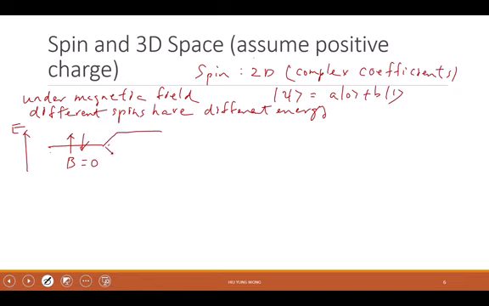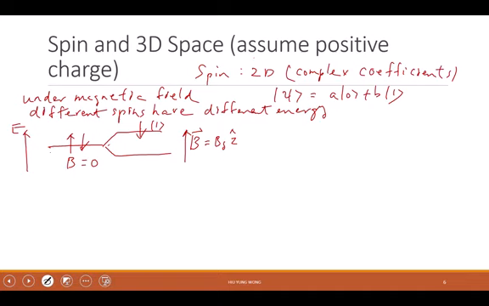If I apply a magnetic field, for example in the z direction, now this is a real 3D space. I'm talking about the z direction. In this case, the spin down, or maybe we call it 1, is going to have a high energy. Here I call this a positive charge. It's not an electron, so you may see something opposite when you play with electrons. But let's just follow this approach.